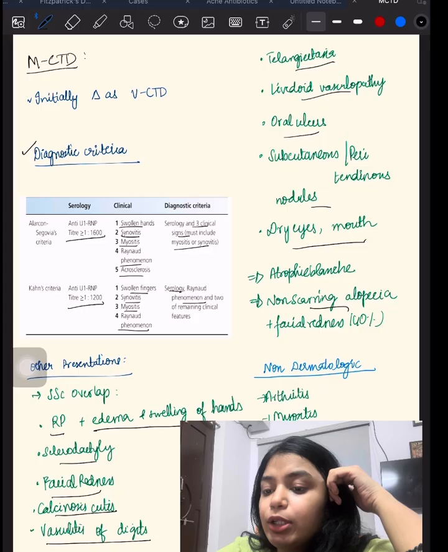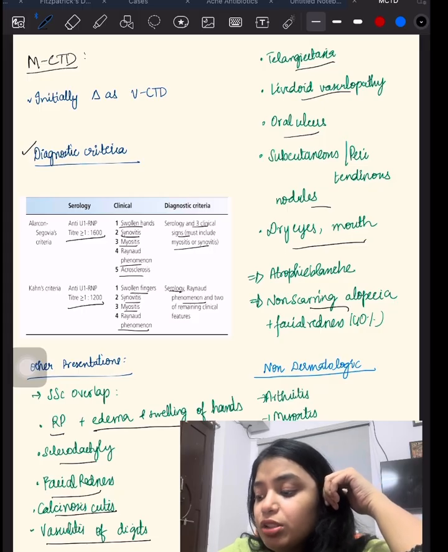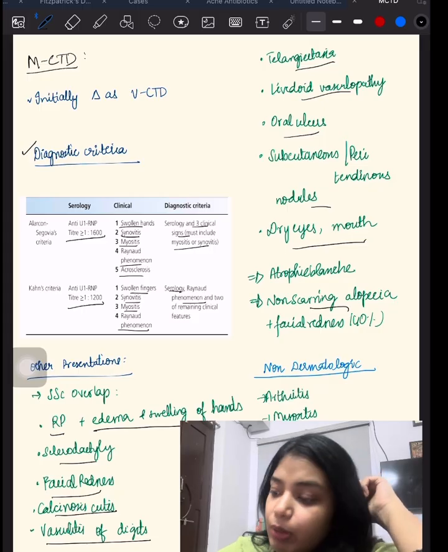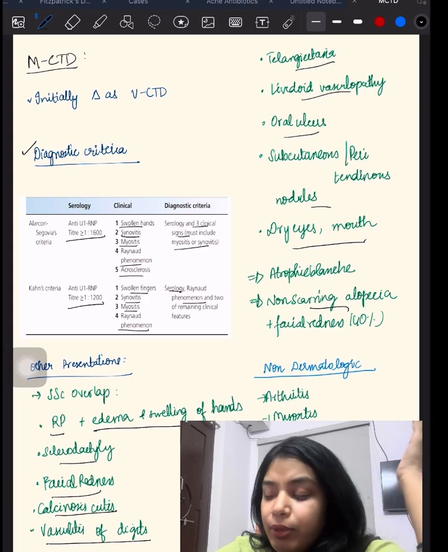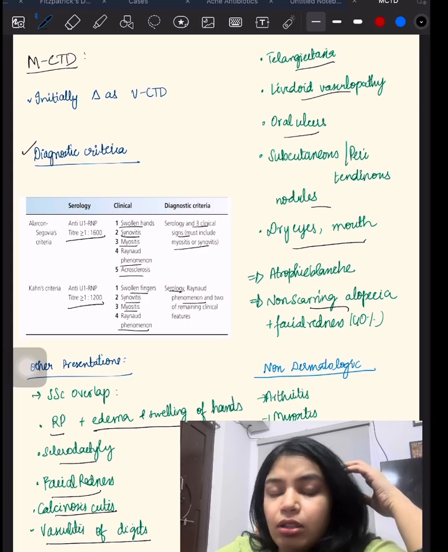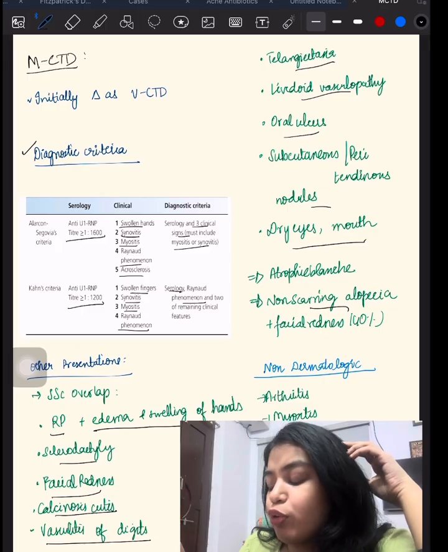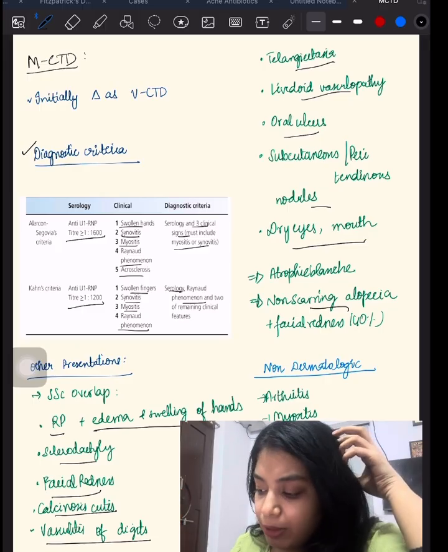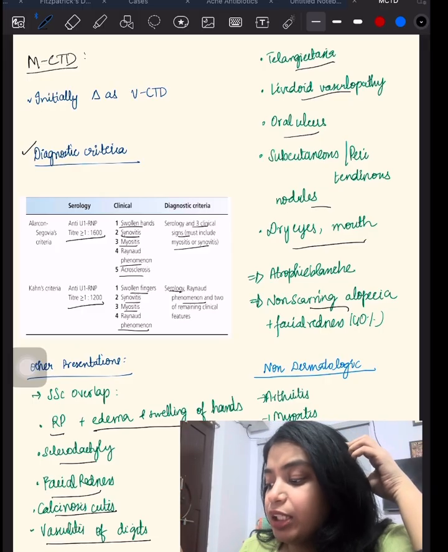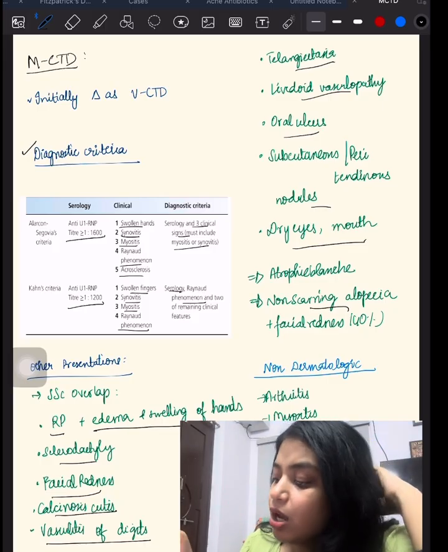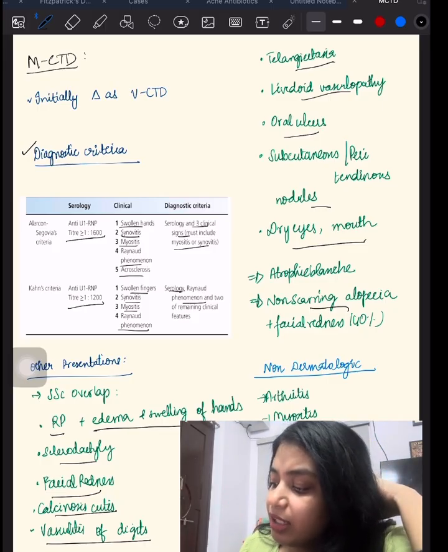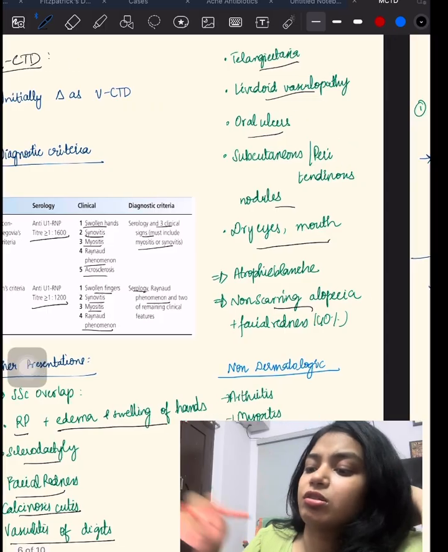Coming to the non-dermatologic clinical features, they might also have arthritis and myositis, which are more common, and cardiac involvement in 13 to 65% of the cases. Then pulmonary involvement in the form of interstitial lung disease or pulmonary hypertension, GI dysmotility in about 50% of the cases, and renal disease, which is usually less severe than that of systemic sclerosis.